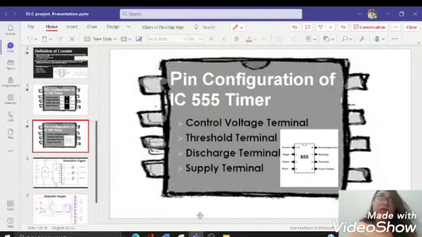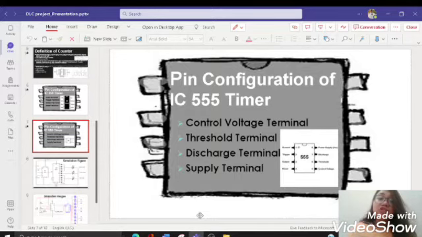The threshold and trigger levels are controlled using this pin. The pulse width of the output waveform is determined by connecting a potentiometer or bringing in an external voltage to this pin. The external voltage applied to this pin can also be used to modulate the output waveform.